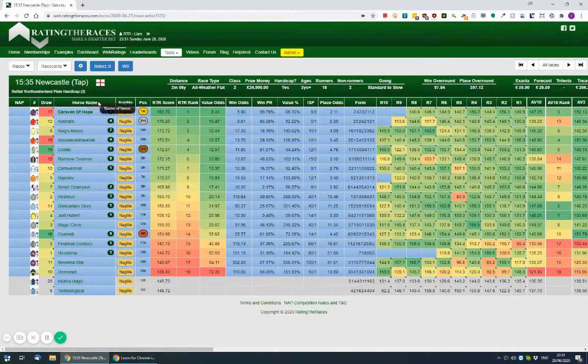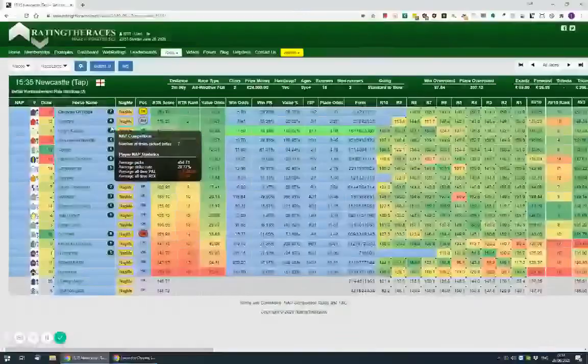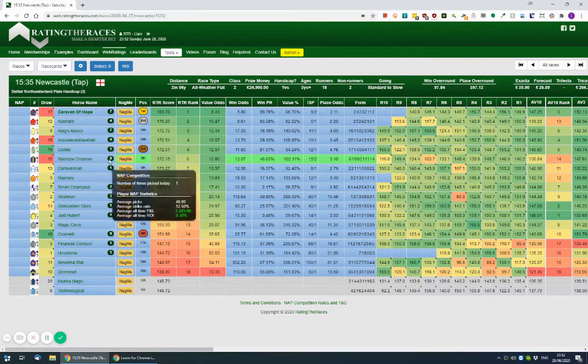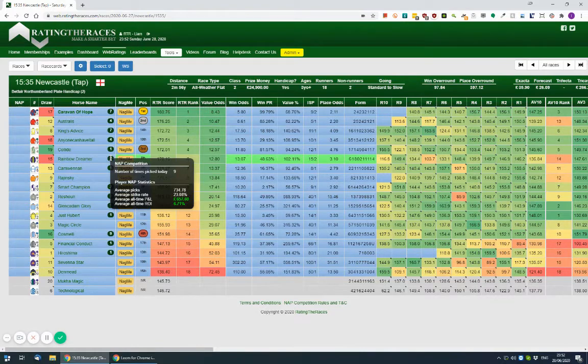Moving on to the horse name, self-explanatory, that is the horse name. But we also have these numbers here, and what these represent is the number of times that horse has been selected in the NAP competition by our players. Free members can only see the number of times other free members have selected those horses, whereas premium members and professional members see premium, pro and free members' selections. Hovering over each number, you can get more information about the players' statistics for those that have selected each horse.